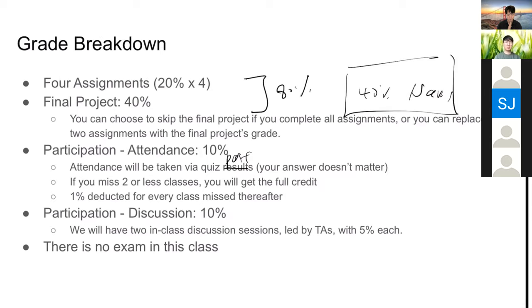So from the third class you missed, you will get 1% deducted, fourth class, 2%. And if you miss 12 classes or more, then you will get zero for the participation in attendance. But of course, neighbor engineers will not be graded on this.